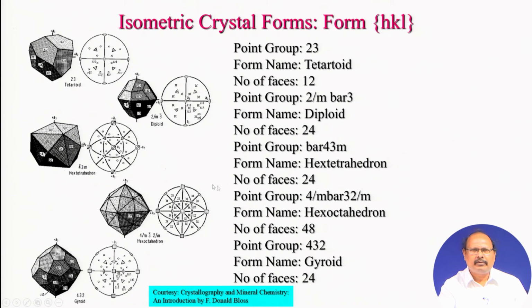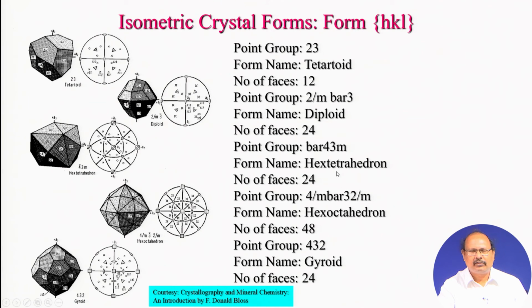And when you have 432, there you have this one here, this we call a gyroid, and there are 24 faces here. And you now know which is the normal class of the isometric crystal system, which is 4/m bar 3 2/m. We have, with a starting motif hkl, a total of 48 crystal faces here, and this we call the hex octahedron.